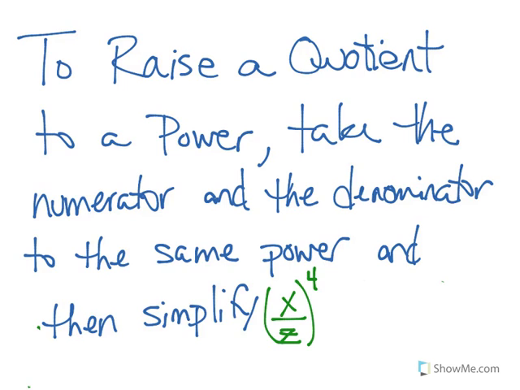The other property that we're going to look at is raising a quotient to a power. In order to raise a quotient to a power, we take the numerator and the denominator to the same power and then simplify. So again, we're going to take a look at the longhand version, and that would be x over z. That quotient, if we raise the entire quotient to the 4th power, would look like this: x over z times x over z times x over z times x over z.